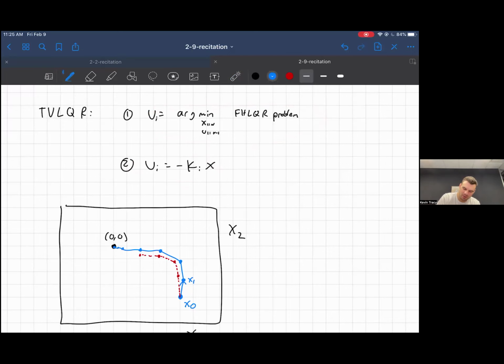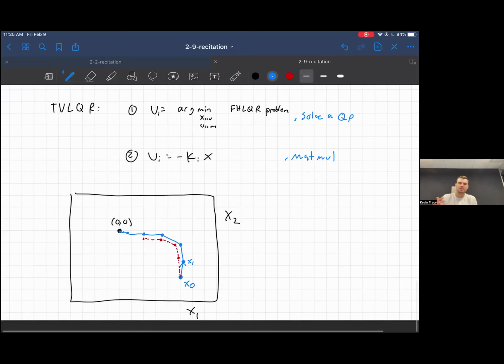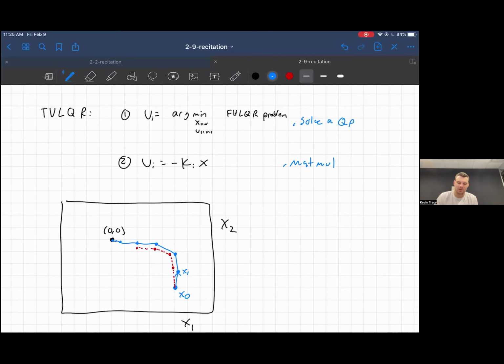I'll add a note. This is solve a QP. And this is just matrix multiplication. So from here, we talk about how we solve this problem in two different ways. We can either solve it with convex optimization, where we have to solve a QP every time our state changes from what our planned out trajectory was going to be. Or I can just use Riccati.